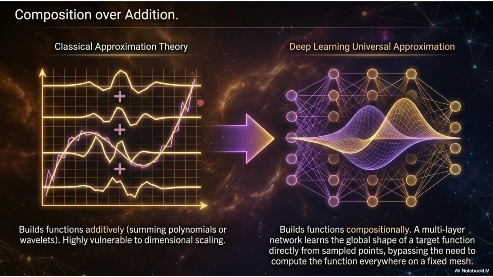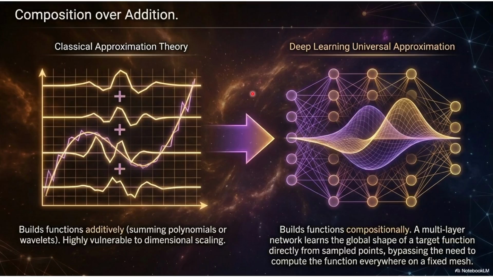Furthermore, deep learning relies on composition over addition. Classical approximation theories build functions additively, typically by summing polynomials or wavelets, making them highly vulnerable to dimensional scaling. Deep learning universal approximation builds functions compositionally instead.